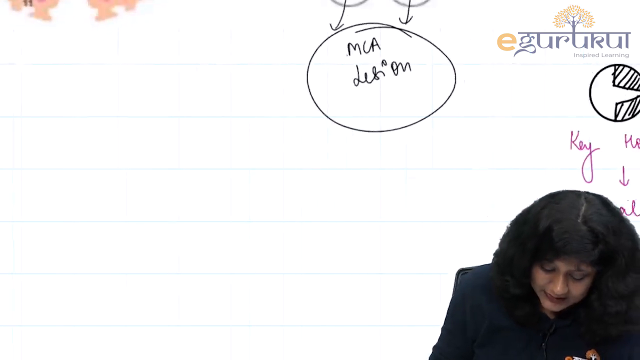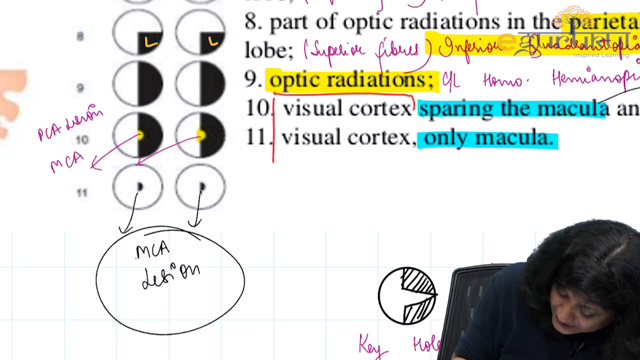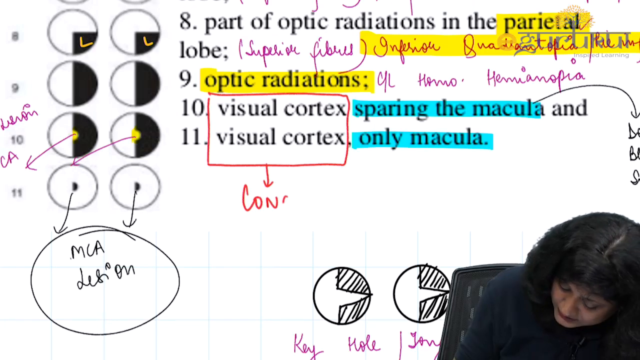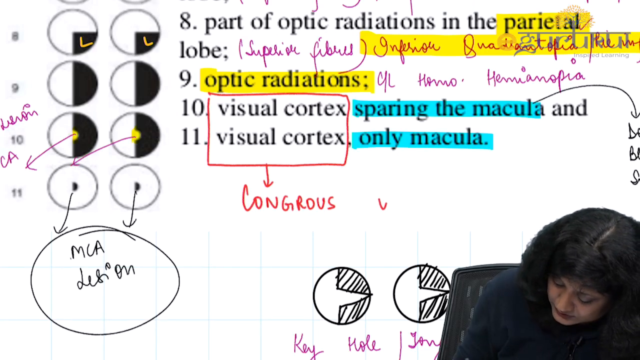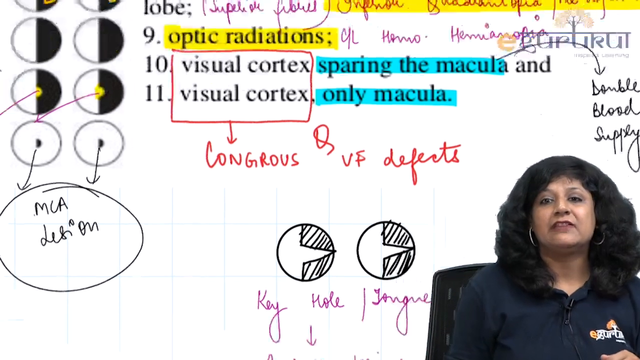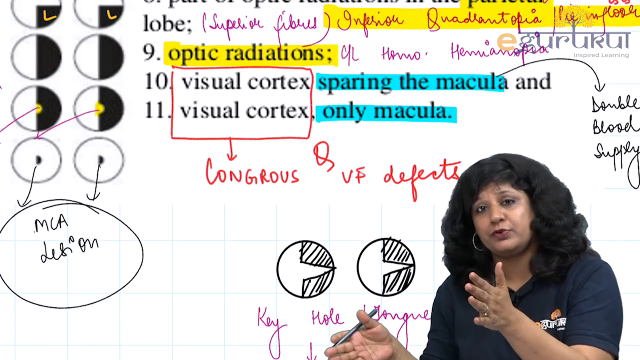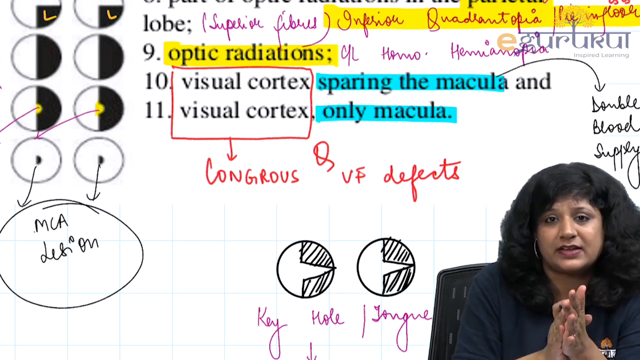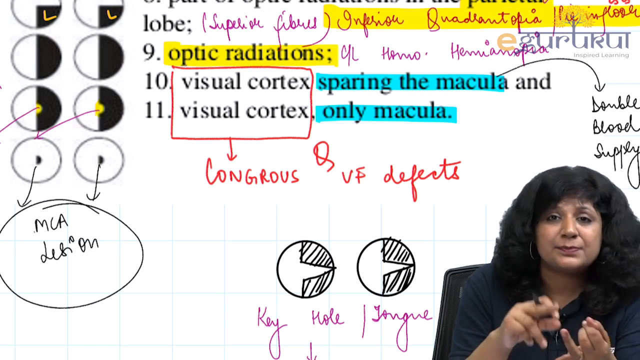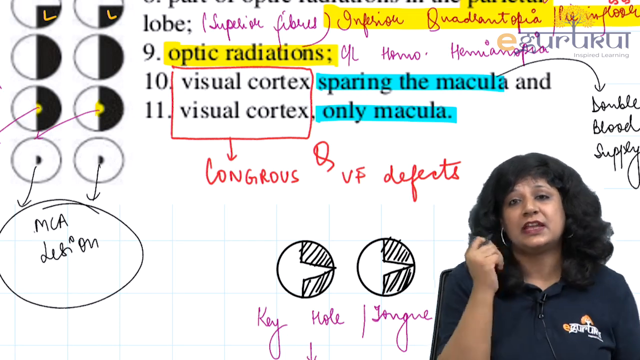Another important thing is that by the time we reach the visual cortex, we start getting the congruous visual field defects. So it was incongruous at the level of the optic tract, and then it becomes more and more congruous, and by the time we reach the visual cortex, it becomes congruous. So we have the contralateral, ipsilateral, pie in the sky, pie in the floor. We have got keyhole shaped defect, congruous and incongruous.